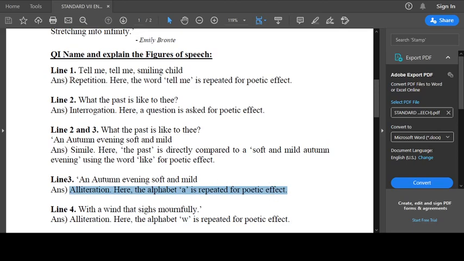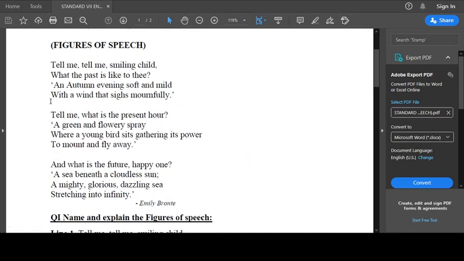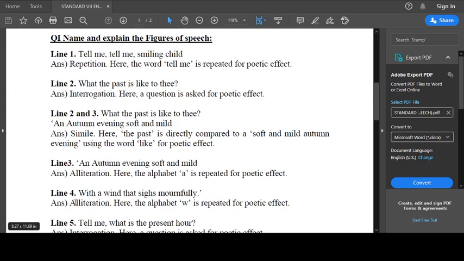Now see children, repetition is what? Word is repeated. In repetition, the word is repeated. And in alliteration, only the alphabet is repeated. So don't get confused between both of them. Alliteration, A for alphabet. And repetition is what? The word is repeated. Now we'll see line number 4. With a wind that sighs mournfully. Again, this is also alliteration. Which alphabet is repeated over here? W. And here also W. With W, wind, W. So it is alliteration. Here the alphabet W is repeated for poetic effect.